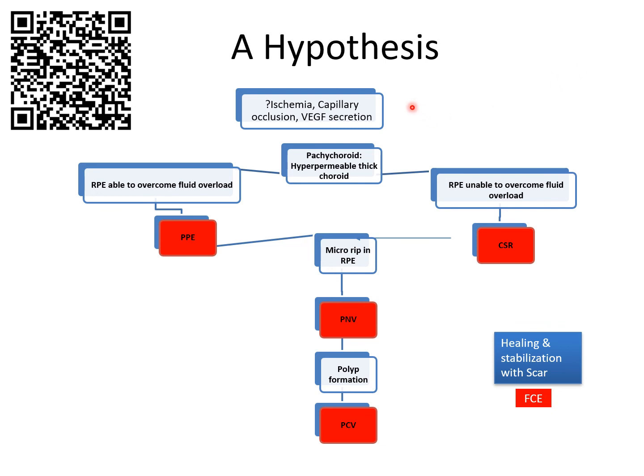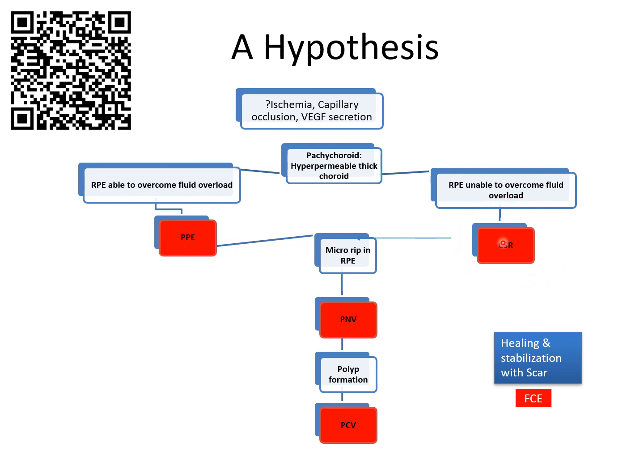Now, it is supposed that ischemia, capillary occlusion or VEGF secretion is the key trigger factor which can cause a hyperpermeable thick choroid where the blood vessels are leaking, and if the retinal pigment epithelium is able to overcome the fluid load, then this results in a pachychoroid pigment epitheliopathy. In case the RPE is unable to overcome the fluid overload, then we start having leak in the subretinal space and we end up having a CSR.